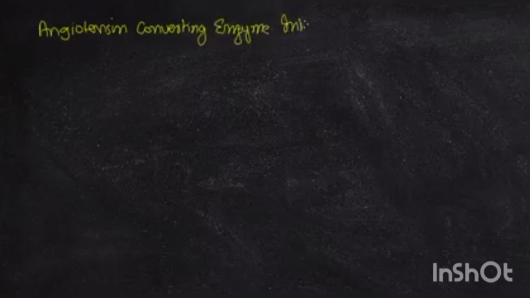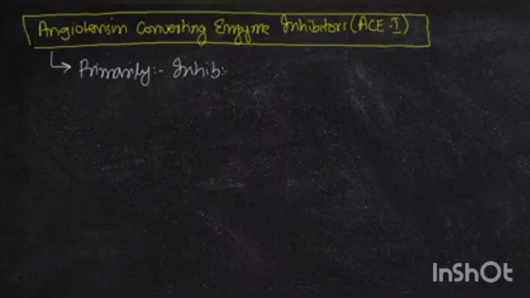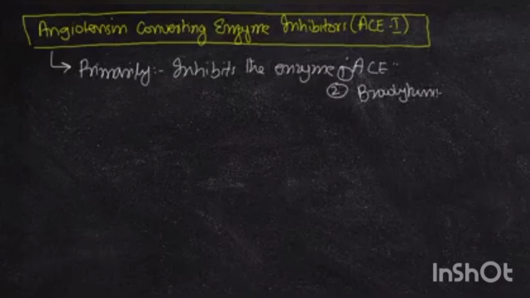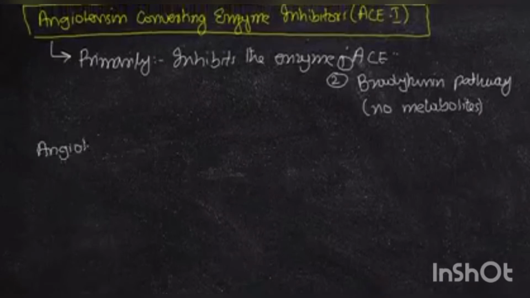Now when the angiotensin converting enzyme inhibitor class of drugs is administered, there are two mechanisms, as I discussed earlier. It primarily inhibits the enzyme ACE. It causes the blockage of ACE by two pathways, and the second one is the bradykinin pathway. There will be no metabolism of the bradykinin by the angiotensin converting enzyme when inhibitors are given.